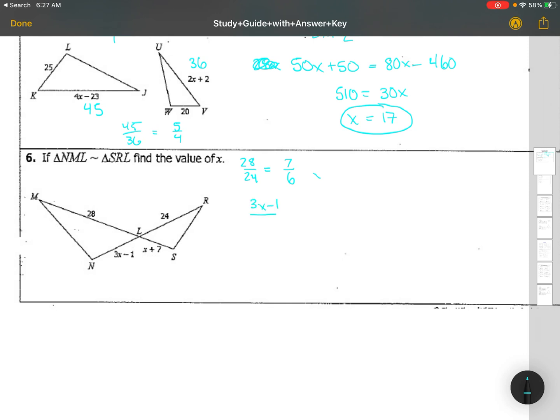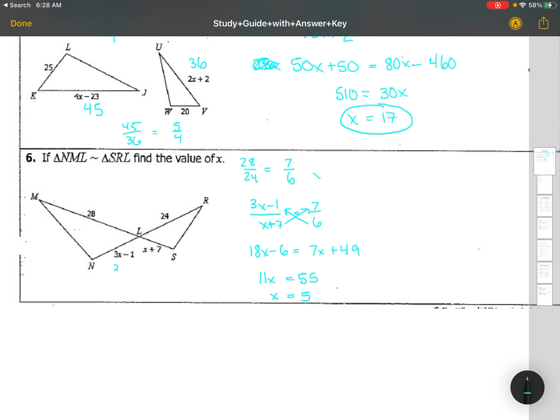So that means that 3x minus 1 divided by x plus 7 should equal our simplified fraction of 7 divided by 6. If we cross multiply, we're going to have 6 times 3x minus 1, 7 times x plus 7. So that would be 18x minus 6 equals 7x plus 49. Again, if we combine like terms, we're going to subtract 7x, add 6. So that would give us 11x equals 55. Divide both sides by 11, x equals 5.